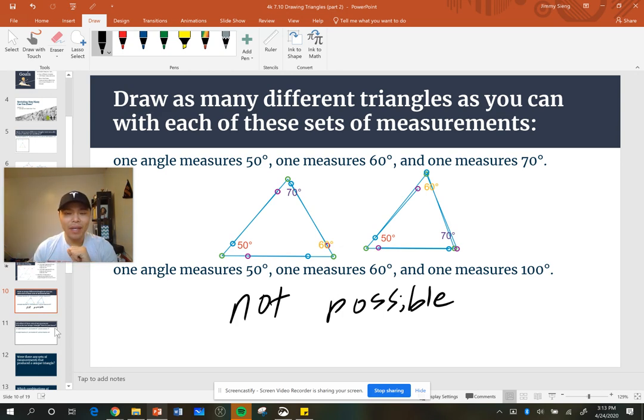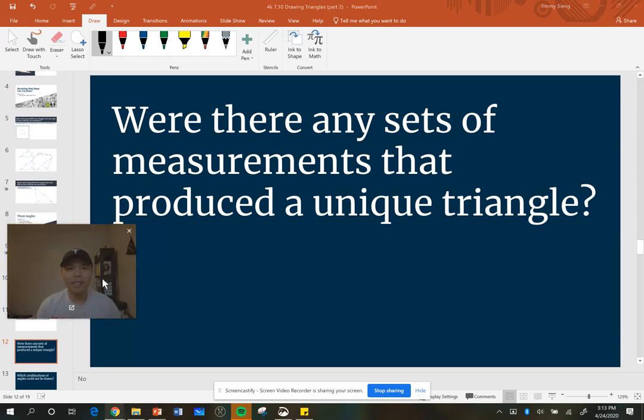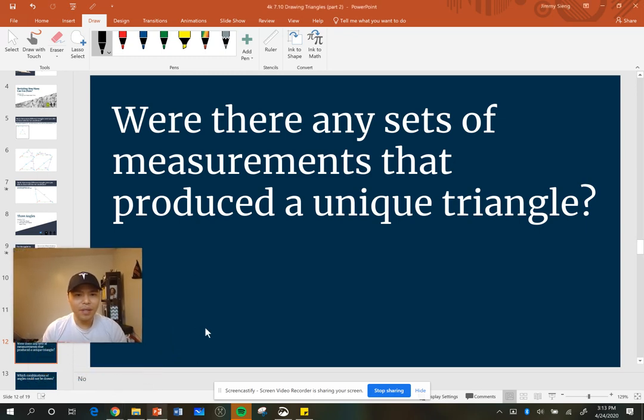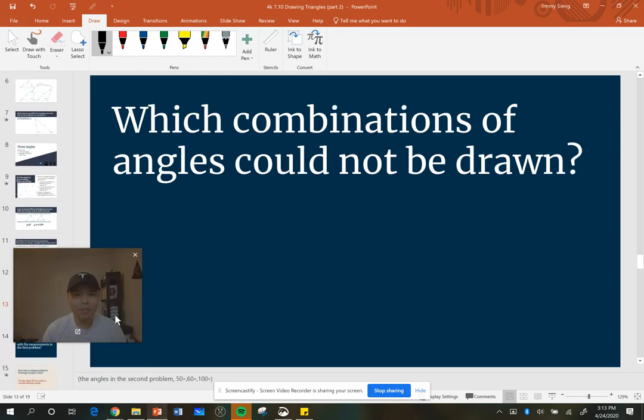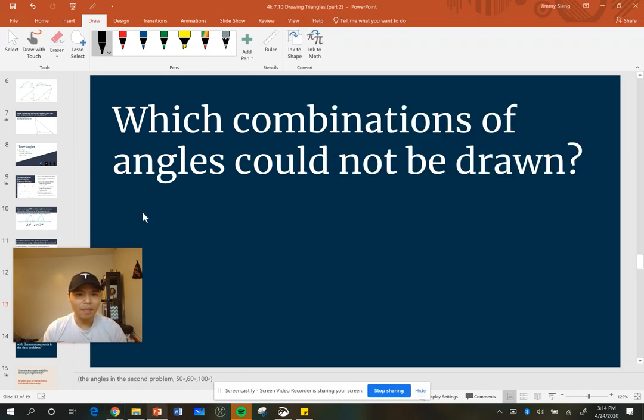Goes back to what we were saying before, where if we had 2 angles and 1 side, then we can make a unique triangle, or 2 sides and 1 angle, we can also make a unique triangle, okay? So some questions: were there any sets of measurements that produce a unique triangle? We said no. Which combination of angles could not be drawn? Well, we kind of saw that already. Anything above that 70 degrees, we couldn't really make a triangle with, right? If we try to put all these 3 numbers together. But we saw that for sure 50, 60, 100 didn't make a triangle at all, okay?